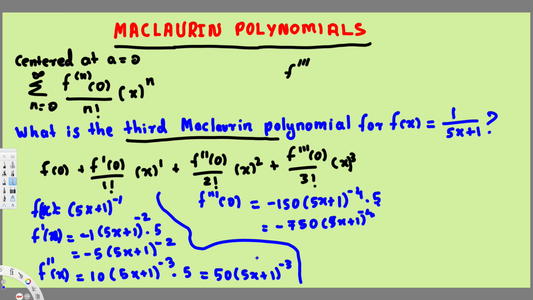Now all we have to do is plug 0 instead of x values. So let's write this one instead of f of x, f of 0. Now all we have to do is instead of x, we have to plug 0. Now let's start with the first one. If you plug 0 for this one, 5 times 0, that's going to be 0. Plus 1 power minus 1, 1 over 1, that's going to be 1. So f of 0 is going to be 1.